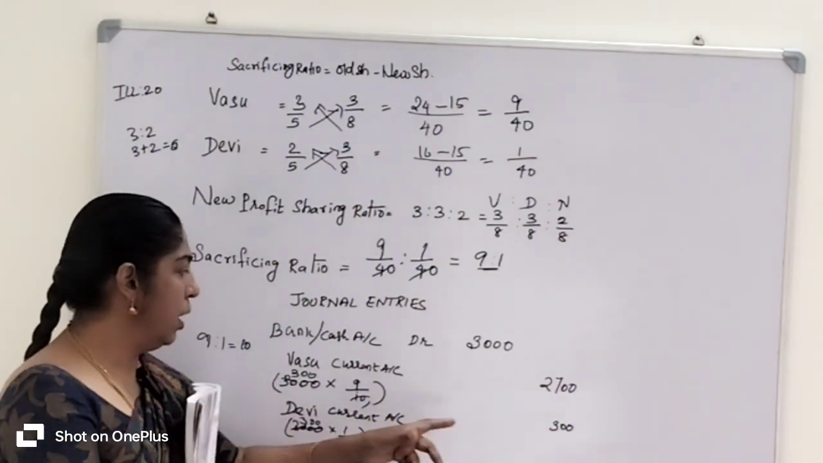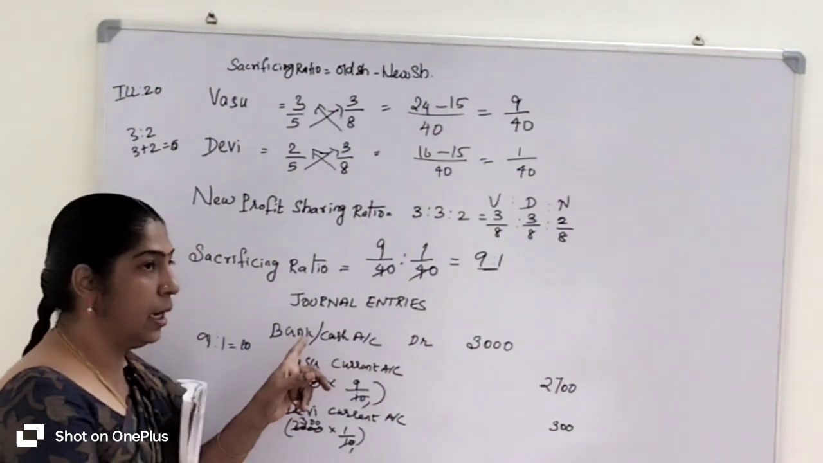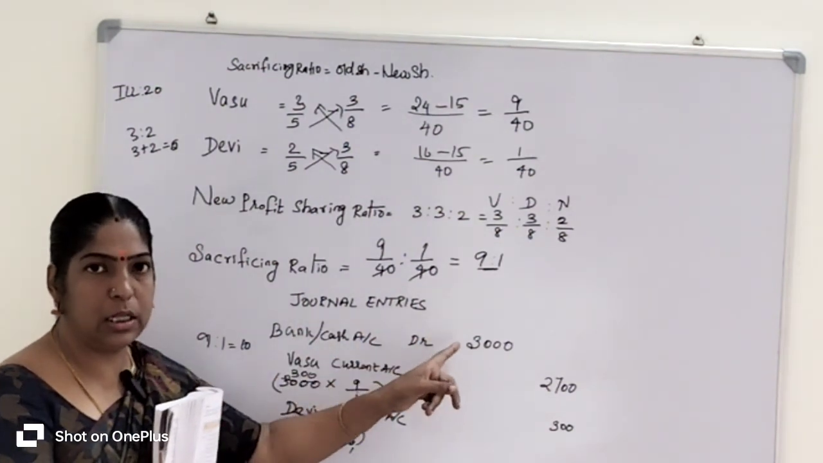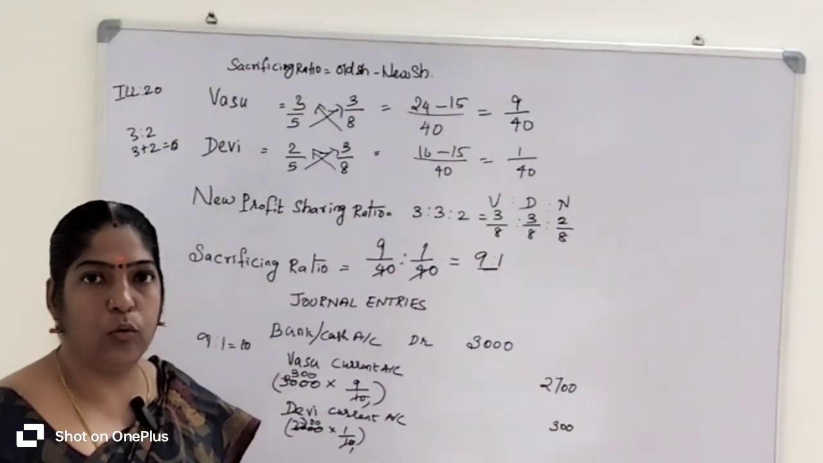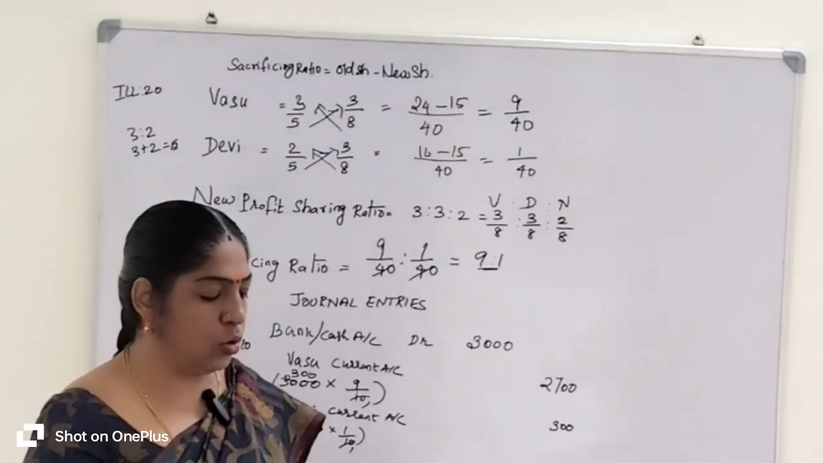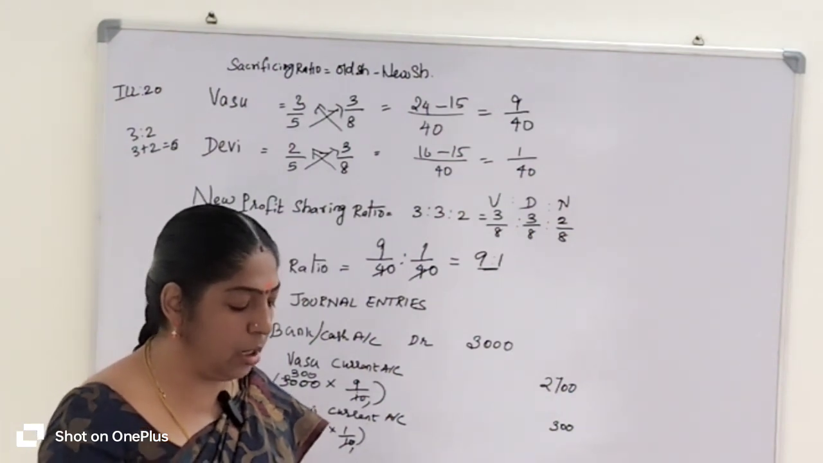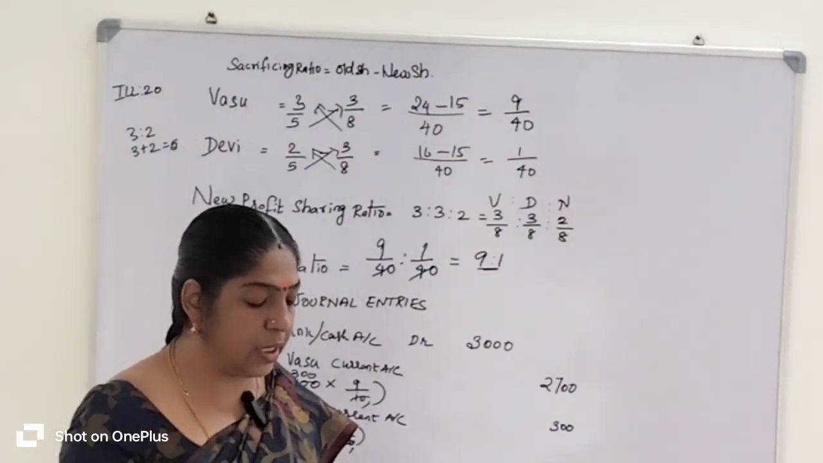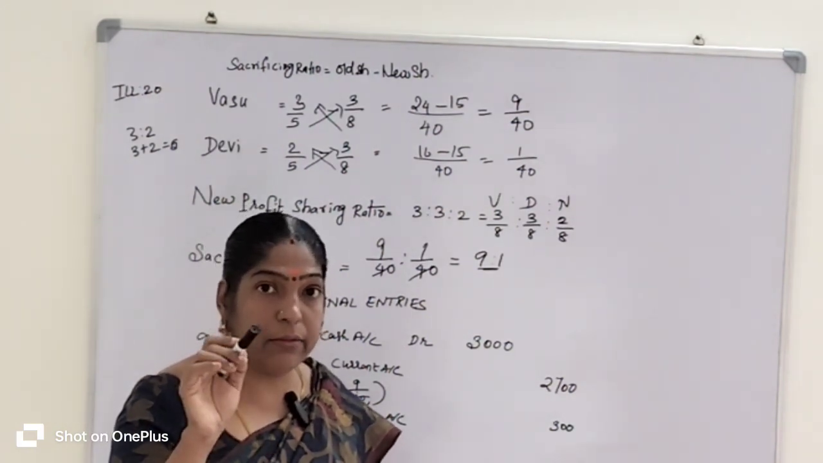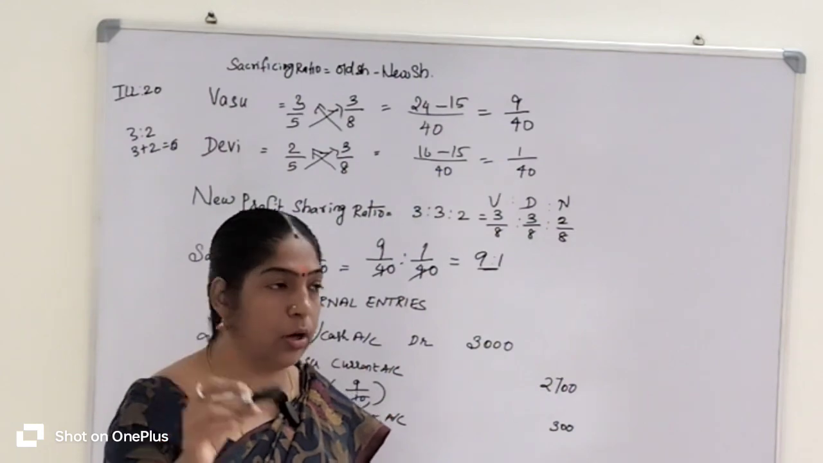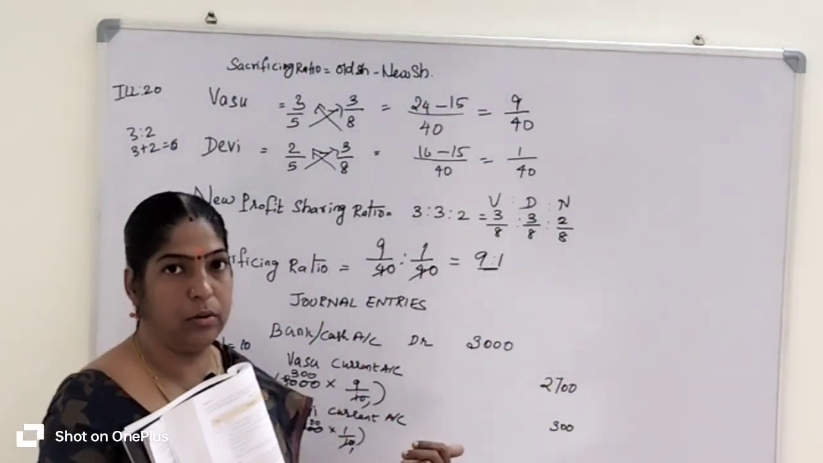Listen here carefully. We pass the journal entry: Bank or cash account debit 3,000 rupees to old partners' current account. Who are the old partners? Vasu and Devi. Listen to the question carefully: pass the journal entry on the assumption that the fixed capital system is followed. If they give the words fixed capital system, you are going to write Vasu's current account and Devi's current account.